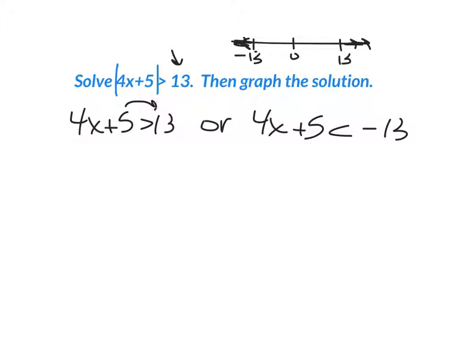So let's move the 5 over here, solve both inequalities. That gives me 8, divide by 4. I get x is greater than 2. Bring down your or, it's part of your answer.